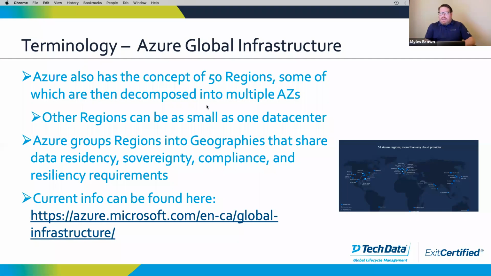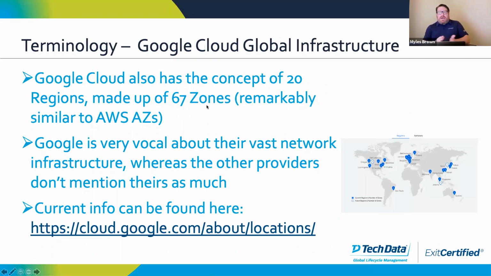All right, so that's AWS, and the way Google set theirs up is very, very similar to how AWS does. They have about 20 regions, 67 zones. They just call them zones, but it's basically an AZ. Google's also very vocal about the vast network that they have. The other providers really didn't talk much about their network until maybe after Google started really boasting, hey, Google's got an amazing network, which they do. But eventually AWS started to say, if you're moving data from one region to another, you're not going over the internet. We've got our own dedicated lines across most of the world.